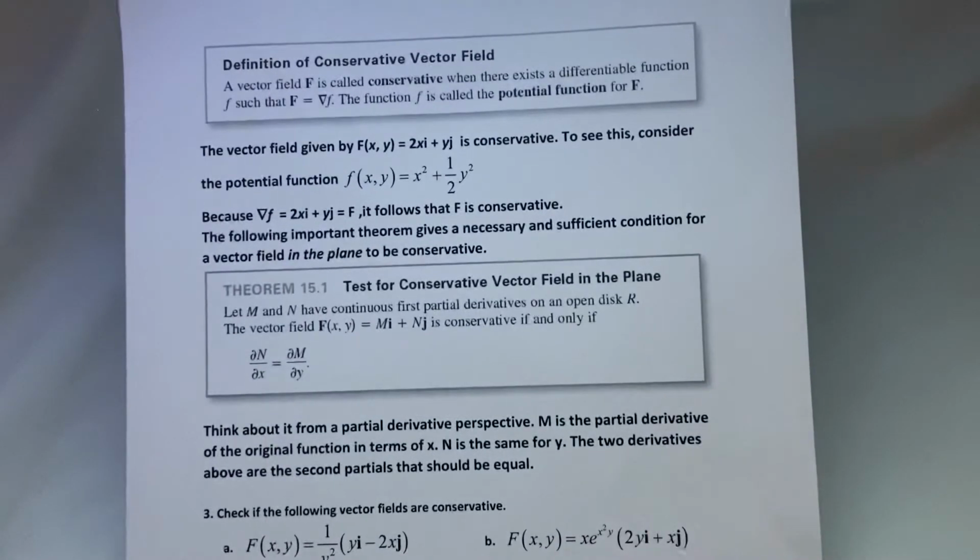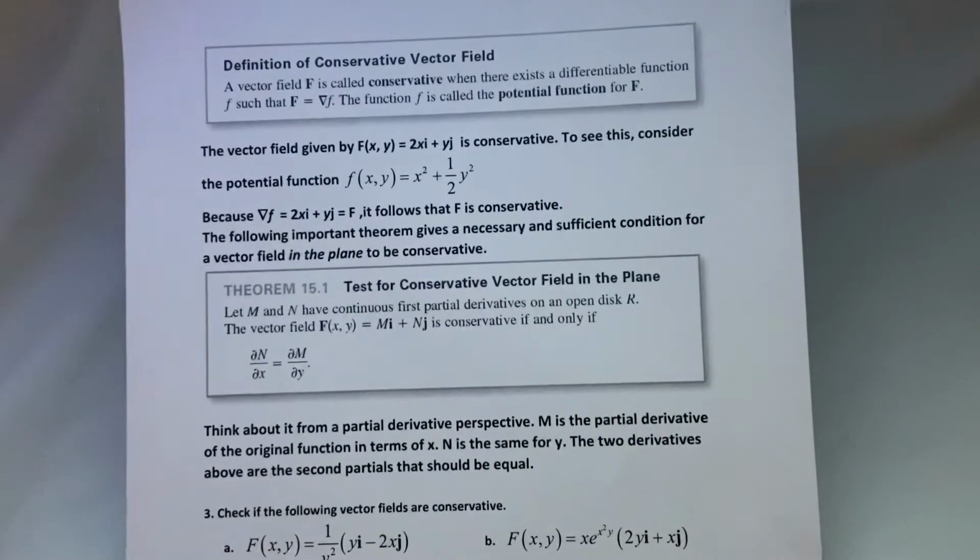Okay, some other definitions. A conservative vector field. A vector field F is called conservative when there exists a differentiable function f such that F is the gradient of f, little f. So the big F is the gradient of little f. The function f is called a potential function for F.